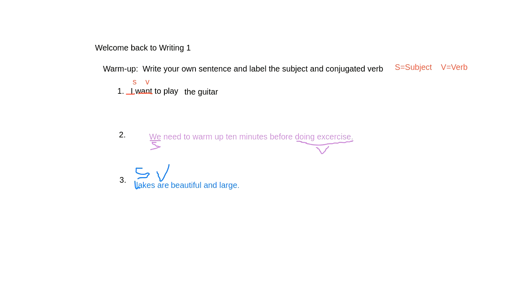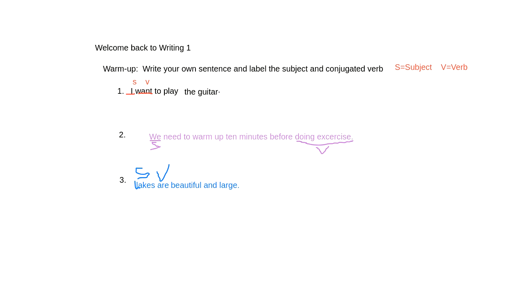This is Sammy's sentence. She wrote, "I want to play the guitar." Okay, this is a really good sentence, Sammy. The only thing we're missing is a period at the end. To be a complete sentence, you have to have a capital letter at the beginning of the sentence and you have to have a period at the end. Okay, that makes it one sentence. So we're missing that period, but we have a subject and we have the conjugated verb want.